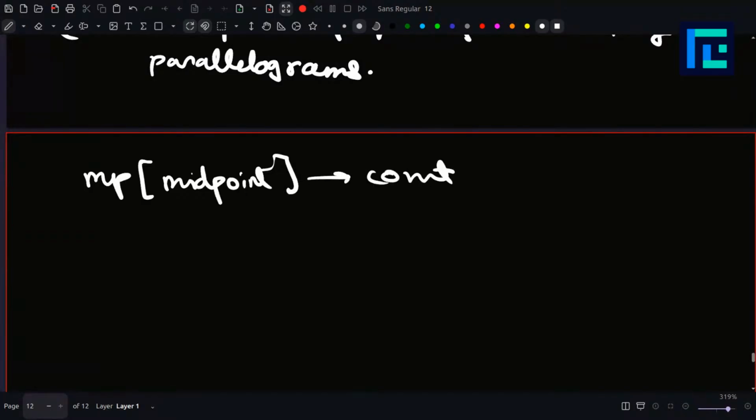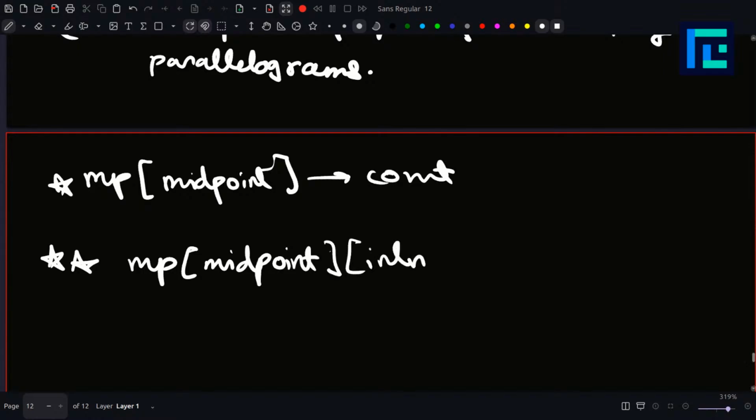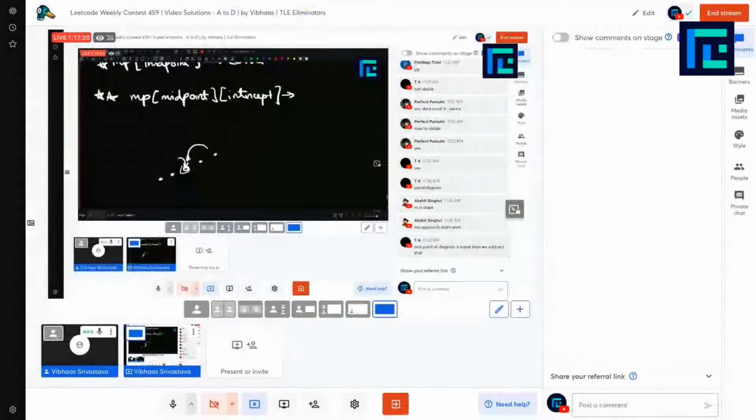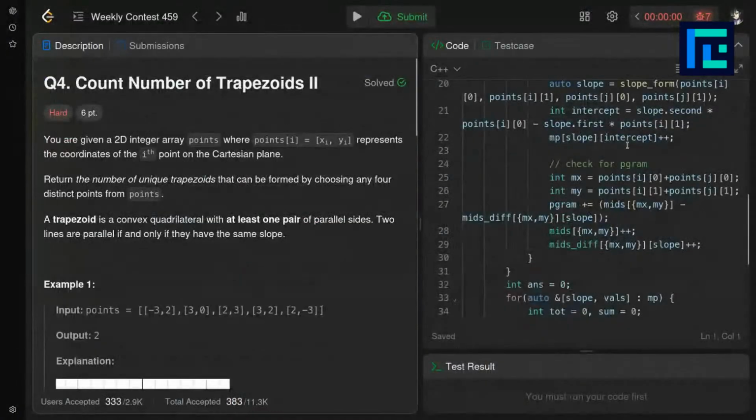Okay, and one more thing to keep in mind. This is the final thing, is that the midpoint should also have a different intercept. And what does that mean? Basically, if we have 4 degenerate points which are all along a single line, right? Even then they will have the same midpoint, even if they're all along the same line.